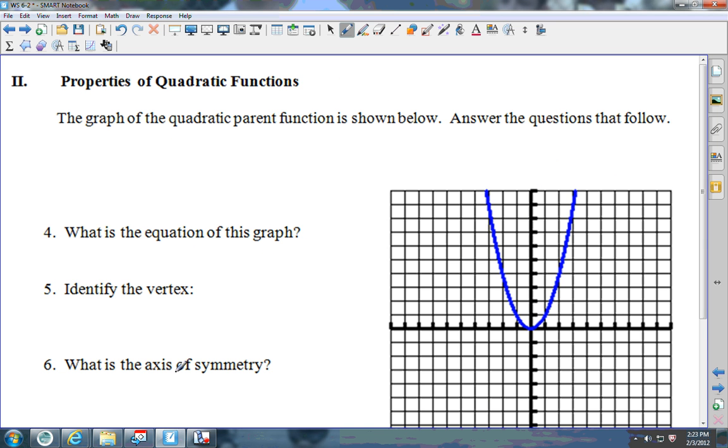Okay, right here it says the graph of the quadratic parent function is shown below. First off, what's the equation for a quadratic parent function? y equals x squared. Or you can write it as f of x equals x squared. Identify the vertex. The vertex is the point where the parabola changes directions.